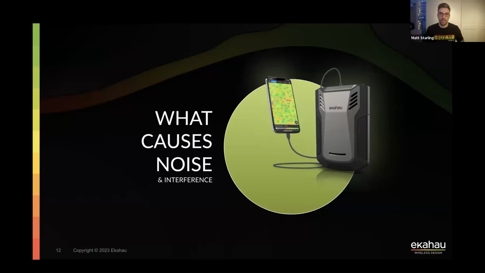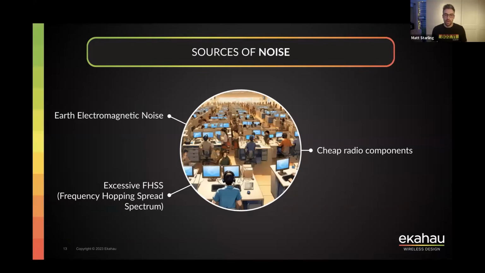Awesome. So why don't we take a look at what does cause this noise and interference in our environments? Well, things like the Earth's electromagnetic noise can do this, cheap radio components, and excessive frequency hopping spread spectrum. So effectively what we were just talking about a few moments ago, when you've got a buildup of lots and lots of devices in a congested environment, and maybe lots of Bluetooth devices in 2.4 gigahertz, what you will notice is that the noise floor will get slightly higher.